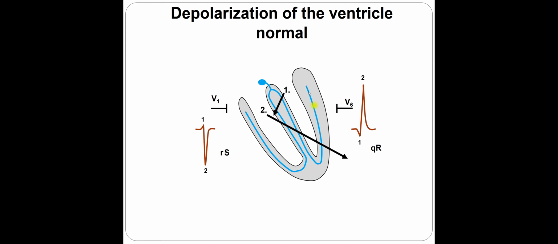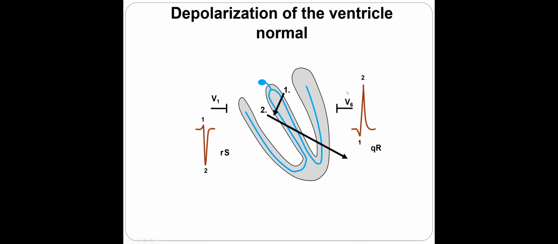The next one: the left and the right side activate together, but because the left one is thicker, with electrical activity about 10 times higher, we do see a vector pointing from right to left. This is why on the left side we have a tall R wave, and in V1 we have a deep S wave. This is why we normally have an RS complex in V1 and a QR complex in V6.